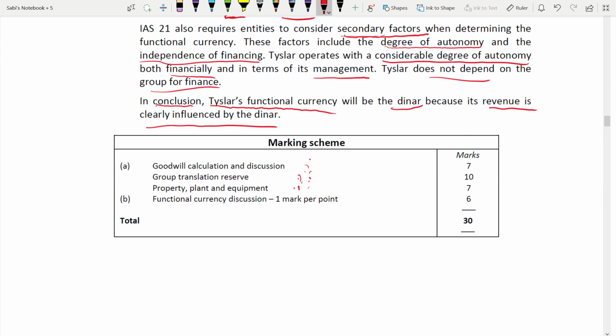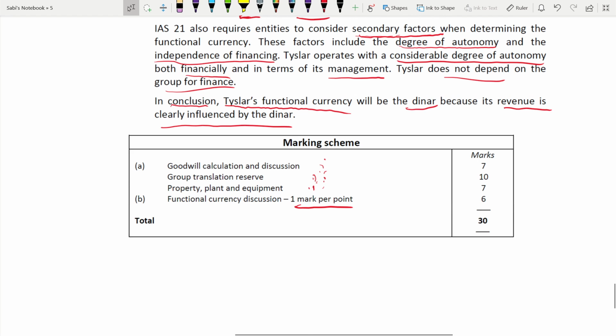Group translation reserve, 10 marks. Here also they didn't give the division of the points. PPE, 7 marks, 1 mark per point. For functional currency discussion, 6 marks. That means you can give up to 6 points, or 5 points plus one for the conclusion.